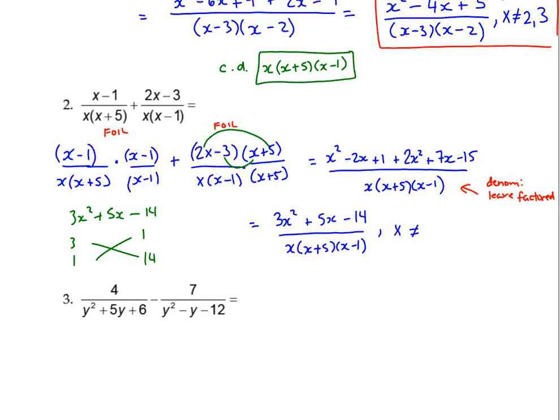And the NPVs: x can't be 0, negative 5, and negative 1. Nope, nope, positive 1. Thank you. Ooh, good thing you're paying attention. There's our answer.